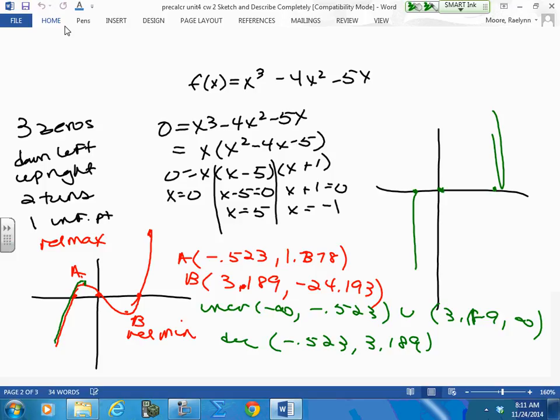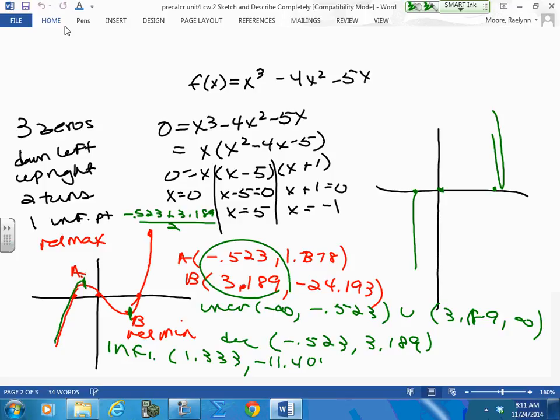You have one inflection point. It's the point between here and here. It was not at the 0, 0 because this is much, much lower down. So you're going to add up your x values. These are your 2 x values. You're going to add these up, divide by 2. That's going to give you your inflection point, 1.333, and you're going to find it in your calc. And now you can do your concavities. You're concaving down from negative infinity to 1.333.